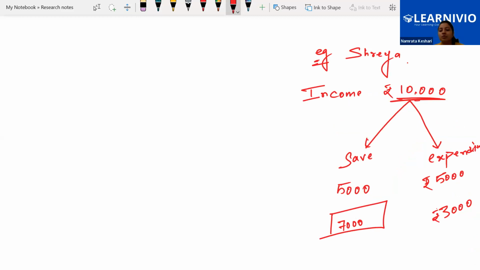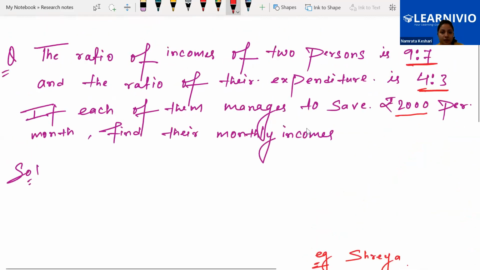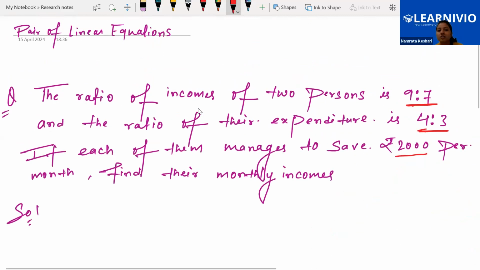And we can also understand from here, it's given that the ratio of income is 9:7. Whenever we are having a ratio, we can separate it by taking a variable with each and every term. So 9:7 is there, so we can say, let's say the income of the first person is 9x and the income of the second person is 7x.